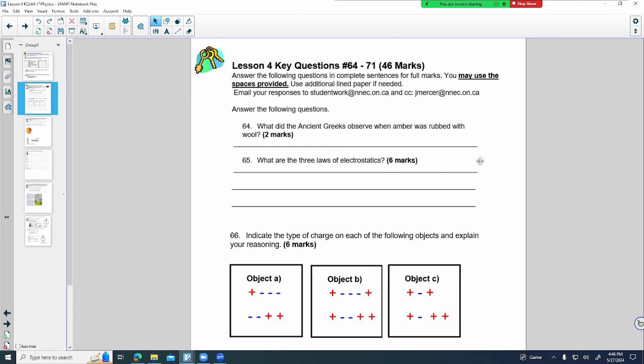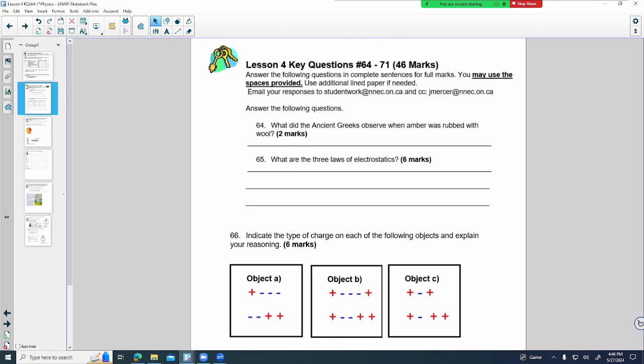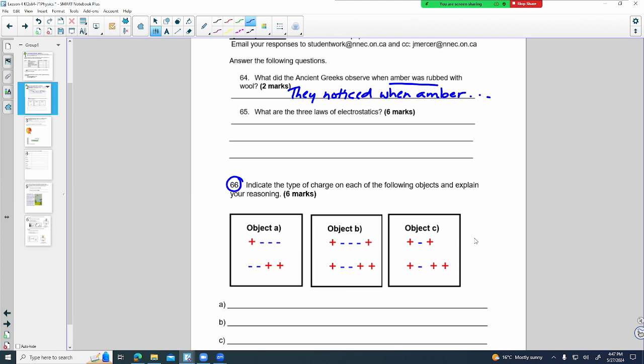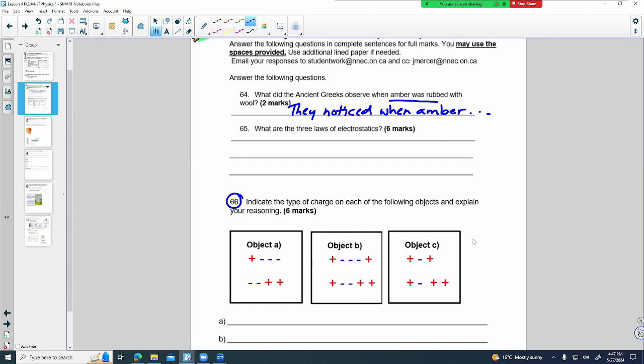So key question 64, what did the ancient Greeks observe when amber was rubbed with wool? So what did they notice? Okay, they noticed when amber was rubbed with wool. Tell me what they saw, or what they noticed. Okay, we'll do key question 66 because we just looked at that, and this is where we'll end it. We will look at key question 65 in our next class.